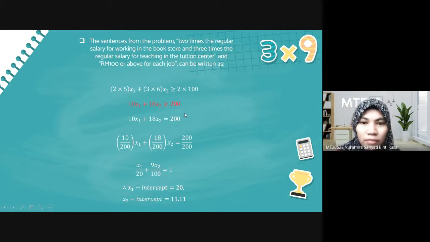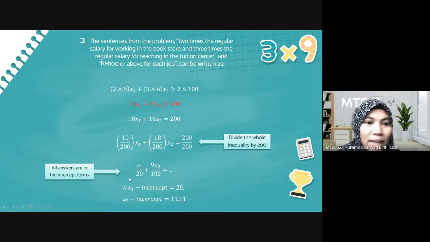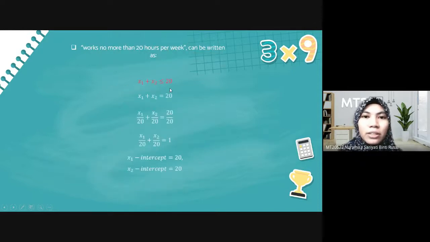And then we solve the constraint by dividing the whole inequality by 200 to make this 1. Okay? Because we want the answer in the intercept form. And then from here, we know that the x1 intercept is 20 and the x2 intercept is 100 divided by 9, which is 11.11.